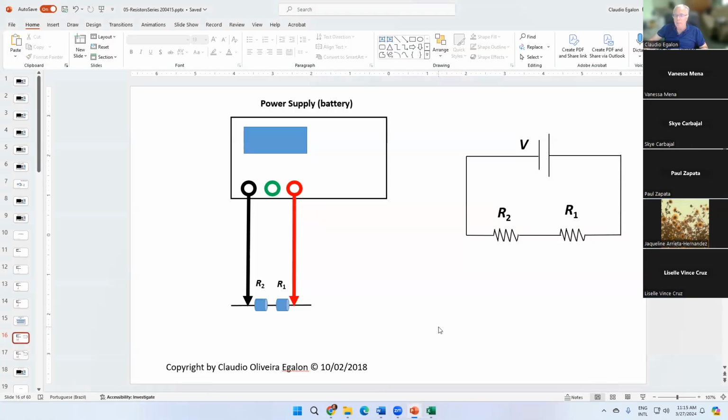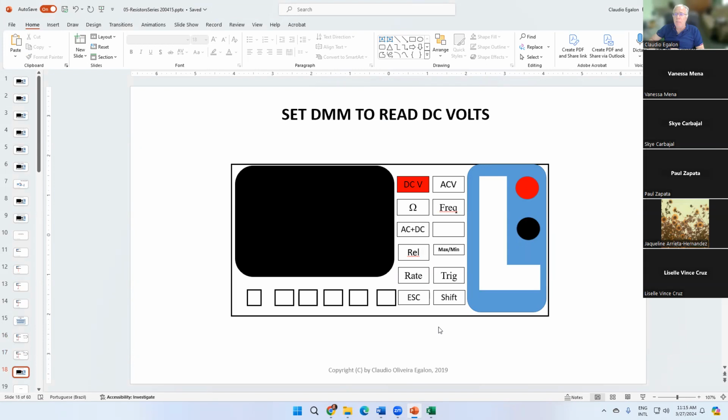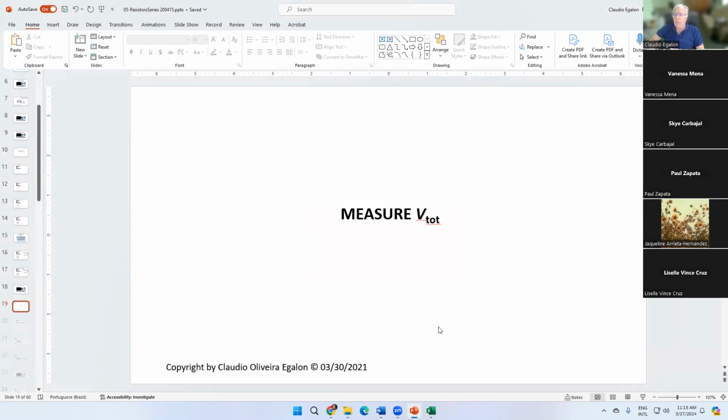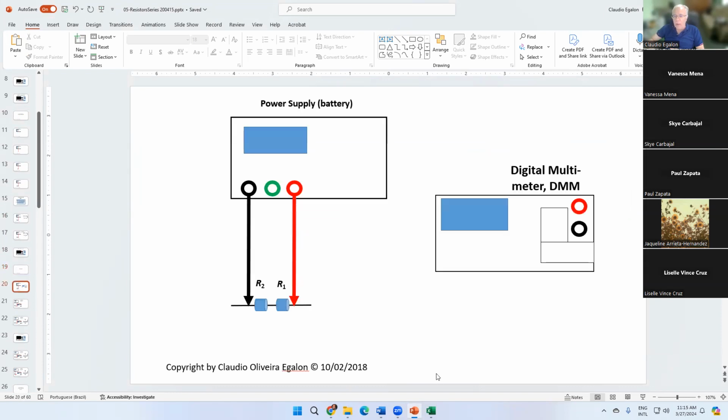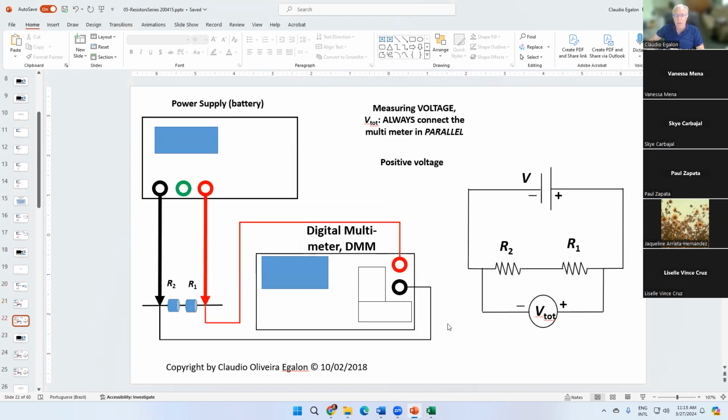What are we going to do now? Now we are ready to start the experiment. Set the power supply to 10 volts. Set the multimeter to read DC volts. Measure V total. What do I mean by measuring V total? I get my digital voltmeter and connect it between these two points right here, one point and the other one. And that's how it looks in a diagram.